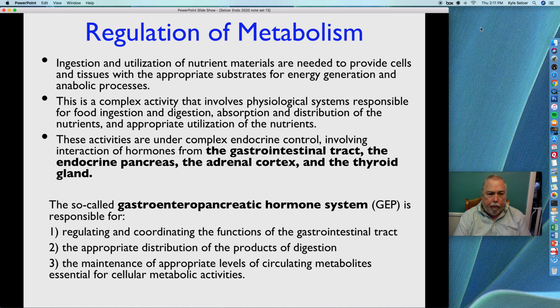The so-called gastroenteropancreatic hormones are responsible for the following functions, but let me break that down. Gastro, stomach; entero, gut; pancreatic, pancreas. So you can pretty much figure out what we're talking about for that. They're responsible for regulating, coordinating the functions of the GI tract, the appropriate distribution of all the products of digestion, and the maintenance of appropriate levels of circulating metabolites essential for metabolic activity. Glucose being the number one, but there's other things that you have to circulate as well, amino acids and fats.